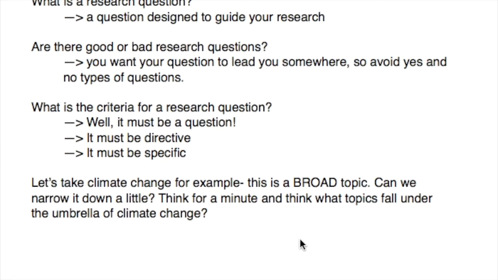So can we narrow it down a little bit? I want you to think for a minute, and I want you to think about what topics fall under the umbrella of climate change. What other things might come up when you're addressing that topic of climate change? For one, we might think of, let's say, global warming. We might think of rising sea temperatures.